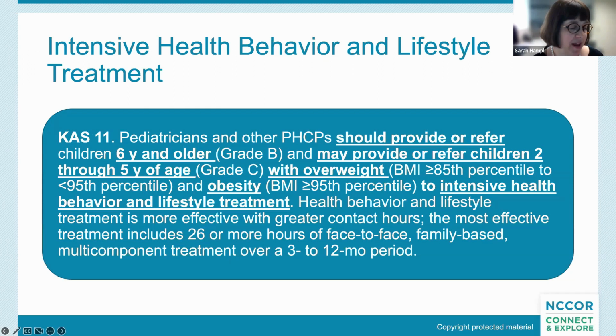Our next key action statement had to do with intensive health behavior and lifestyle treatment. And that was that children ages 6 and older should be provided or referred to intensive health behavior and lifestyle treatment, and that children ages 2 to 5 may be referred for this treatment. The most effective treatments are dose related, so more effectiveness is seen with greater contact hours, the most effective treatments being those that provide 26 or more hours of face-to-face family-based multi-component treatment over a 3 to 12-month period. The important characteristics of this treatment are that it's family-based, that it's multi-component, that it includes a focus on nutrition, physical activity, and other behavior changes. Next slide.